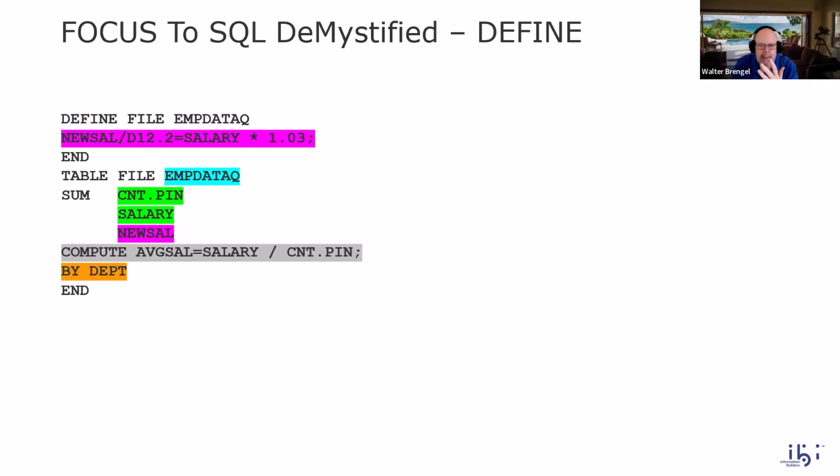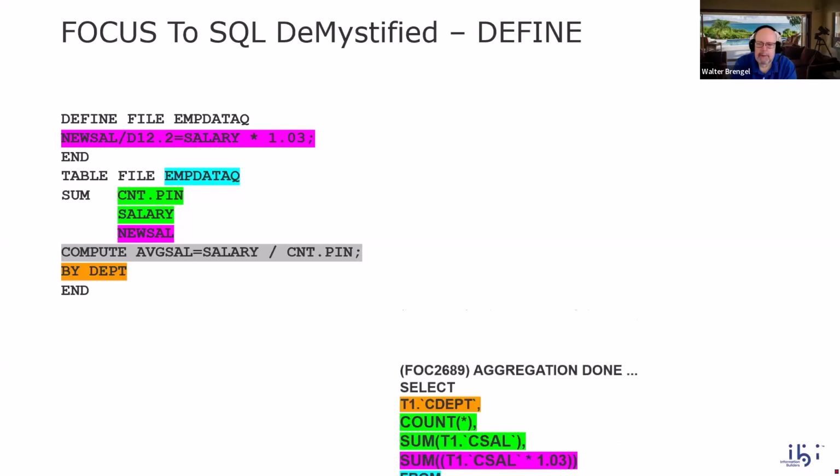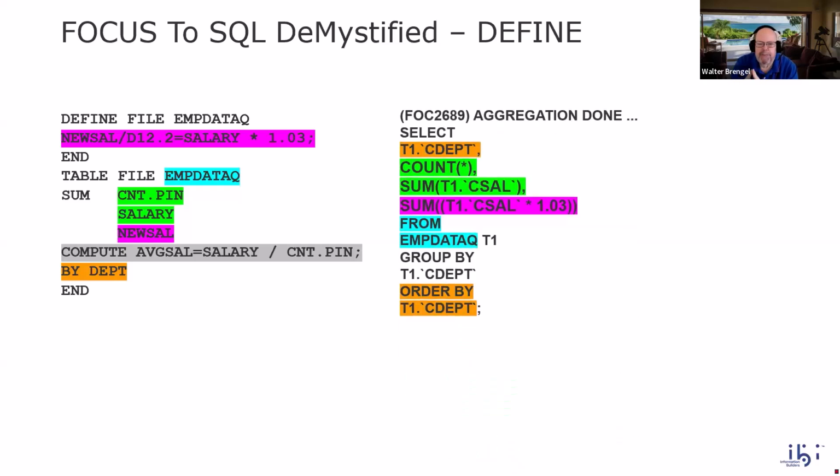If I do a define, it's a different calculation, new sal, but I moved it from a compute to a define. Notice now the define does pass. So new sal is the C sal times 1.03, just like in the definition. Okay, any questions?